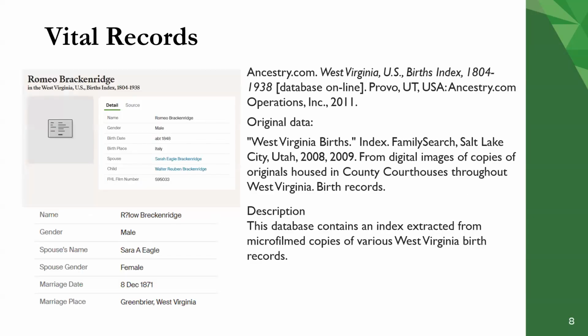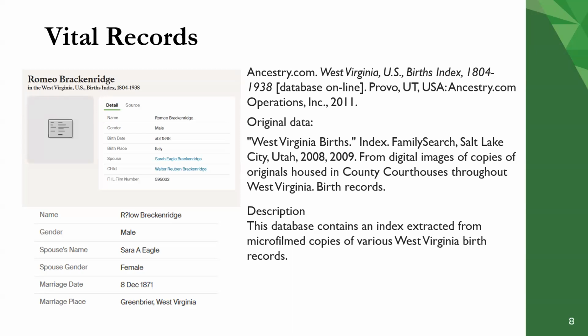And here's an example. Let's say, for example, Romeo Brackenridge was your ancestor, and you're trying to find some information on them. Well, notice this, I took from Ancestry. They have an index, but they don't have the actual record, okay? So we look at the source information. They got this information from Family Search, which also has an index, not the actual documents necessarily.